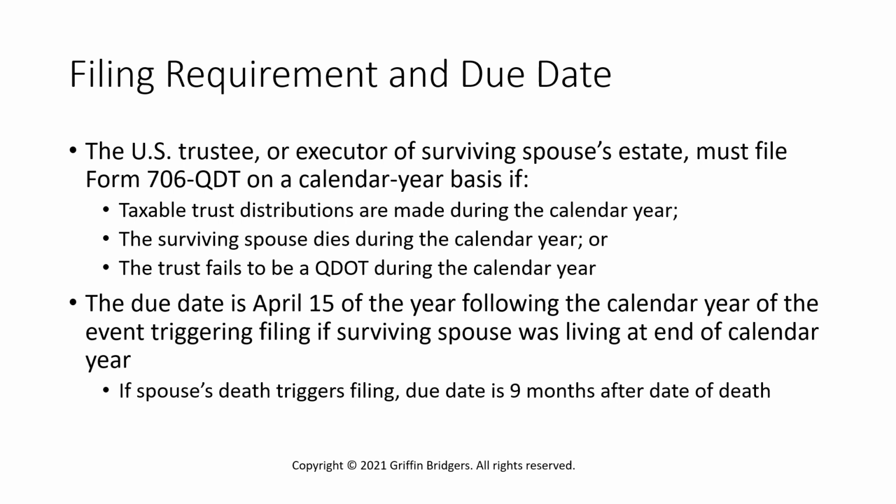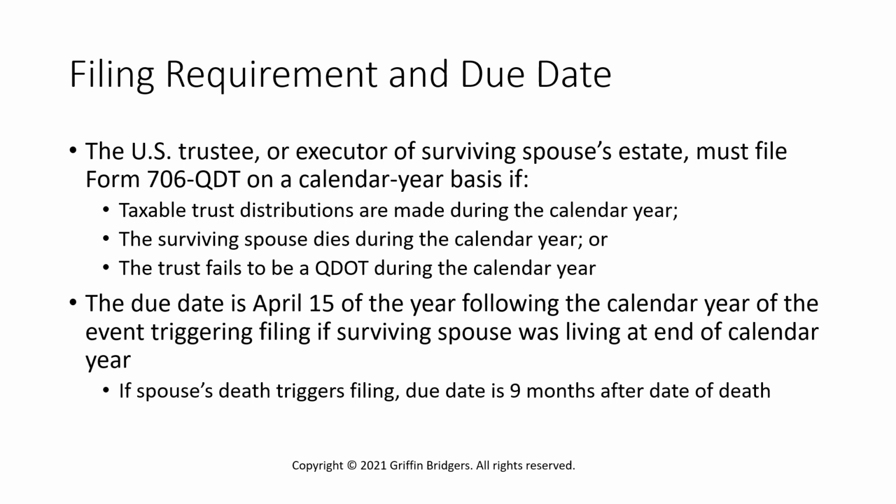Now, the due date is going to be April 15th of the year following the calendar year of the event that triggered filing, if the surviving spouse was living at the end of that calendar year. Otherwise, you're off that April 15th filing calendar, and instead, with an event that's triggered by the surviving spouse's death, you'd look at the due date for his or her estate tax return and use that as the due date for 706-QDT as well.